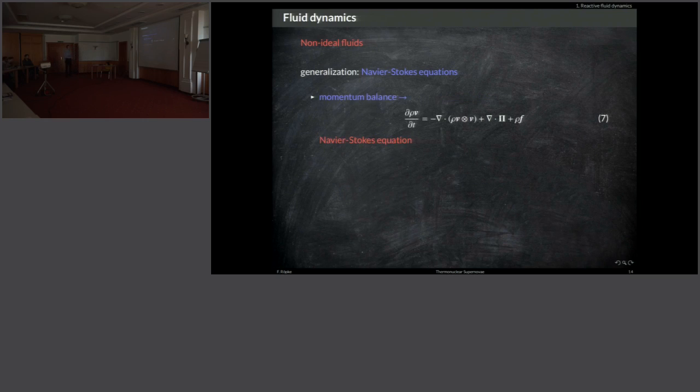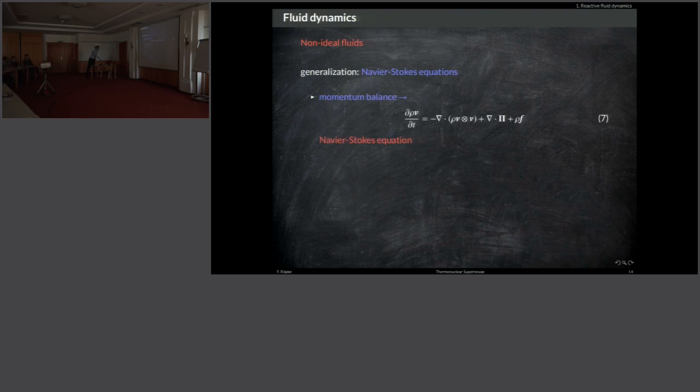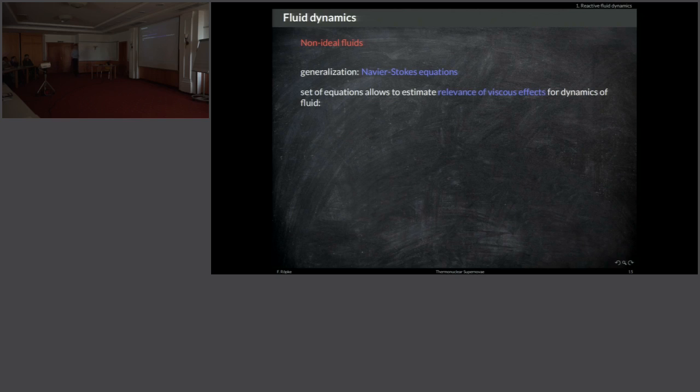pressure term. Okay, so that of course changes the momentum balance. Instead of the gradient of the pressure on the right-hand side, we now have the divergence of our stress tensor pi. Okay, so this then is the Navier-Stokes equation. Of course, energy balance also changes because we had a pressure term there before, so this has to be modified as well. And then we have a general description of viscous fluids in terms of the Navier-Stokes equations.